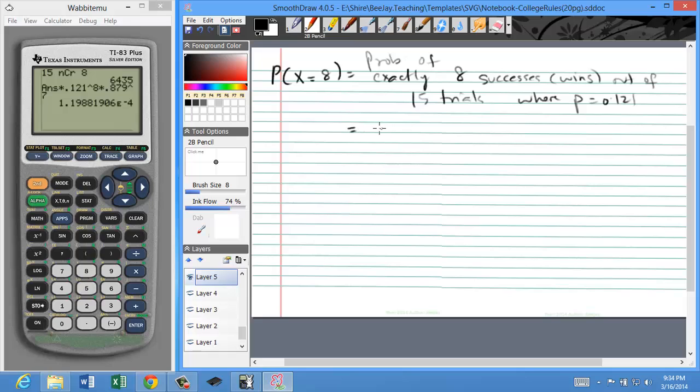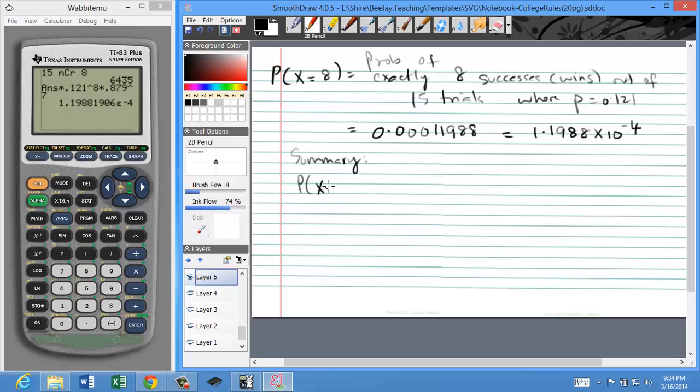Now that answer is 0.000118988, which is nothing but 1.1988 times 10 raised negative 4. Note that e negative 4 is nothing but 10 raised negative 4. It's called the scientific notation. That's from algebra.